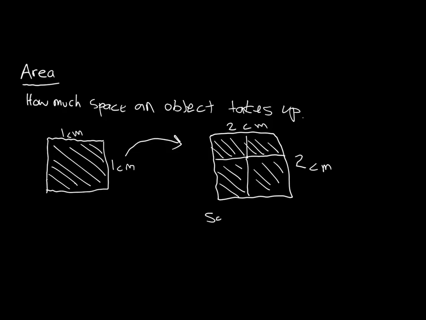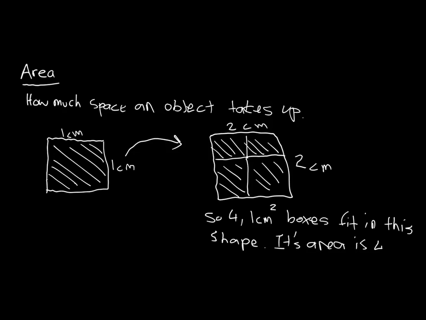And if we draw it in, we can see that we've got 2 centimeters and 2 centimeters, so we fit 4 boxes. So 4 lots of 1 centimeter squared boxes fit inside this shape. So we can write this as 4 centimeters squared, which is its area.